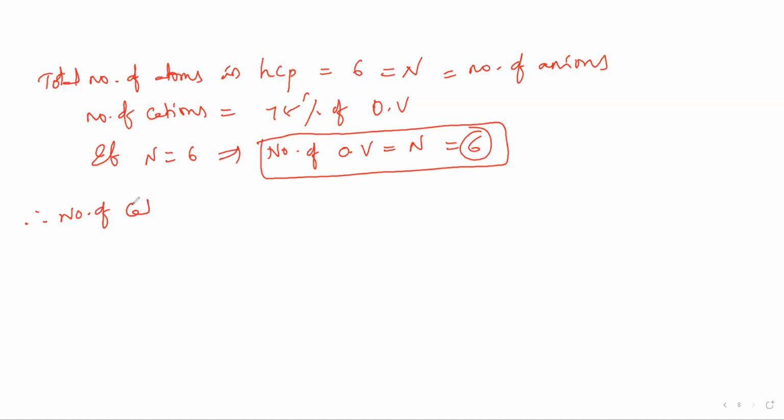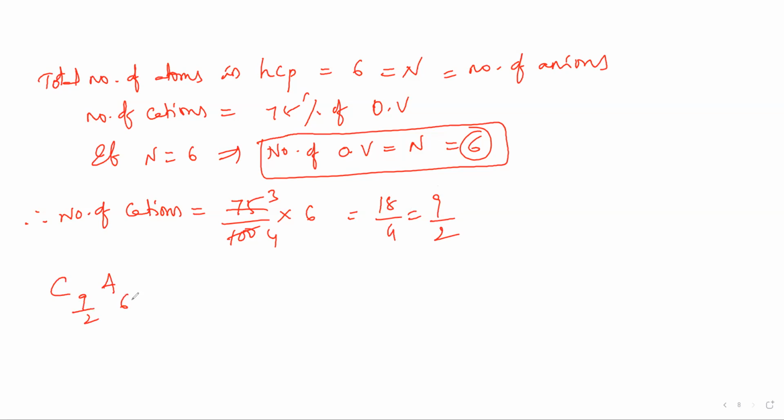Now, the number of octahedral voids is 6. Therefore, the number of cations is equal to 75%, that means 75 divided by 100 into octahedral voids, that is 6. 6 into 75 by 100 is 18 by 4, or 9 by 2. This is about cations. Cations 9 by 2, anions 6.